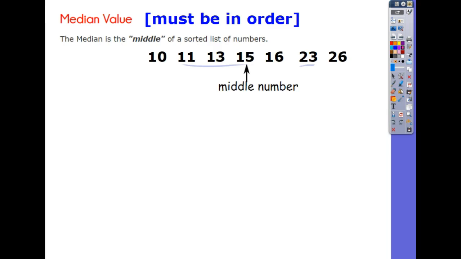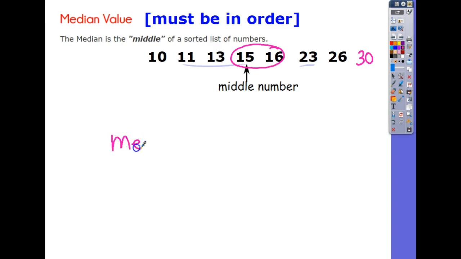On this example there were 7 numbers, so 15's in the middle, but what if you have an even number of numbers? What if this had an extra number down here? Then where would the middle be? Well, there would be 2 middle numbers. Both of these numbers would be in the middle. We would have 3 on that side and 3 on that side.